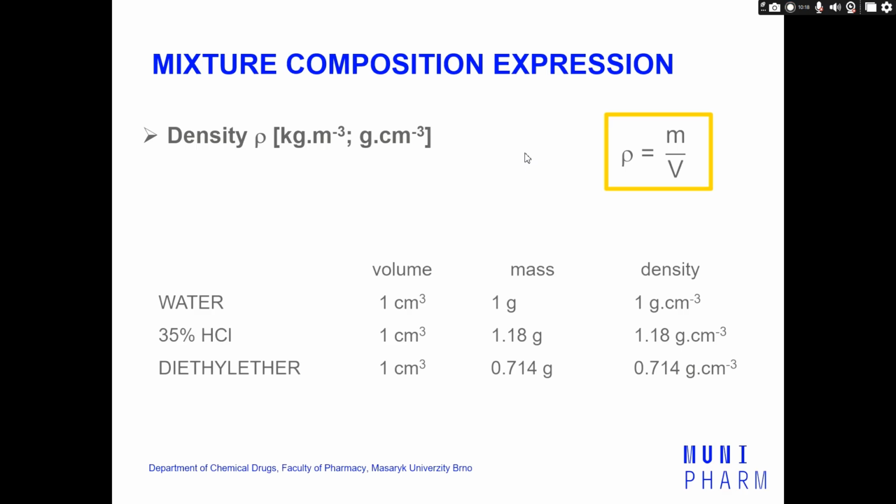Conversely, if a substance has a lower density than water, then it is lighter than water. For example, 1 cubic centimeter of diethyl ether with a density of 0.714 grams per cubic centimeter weighs only 0.714 grams.